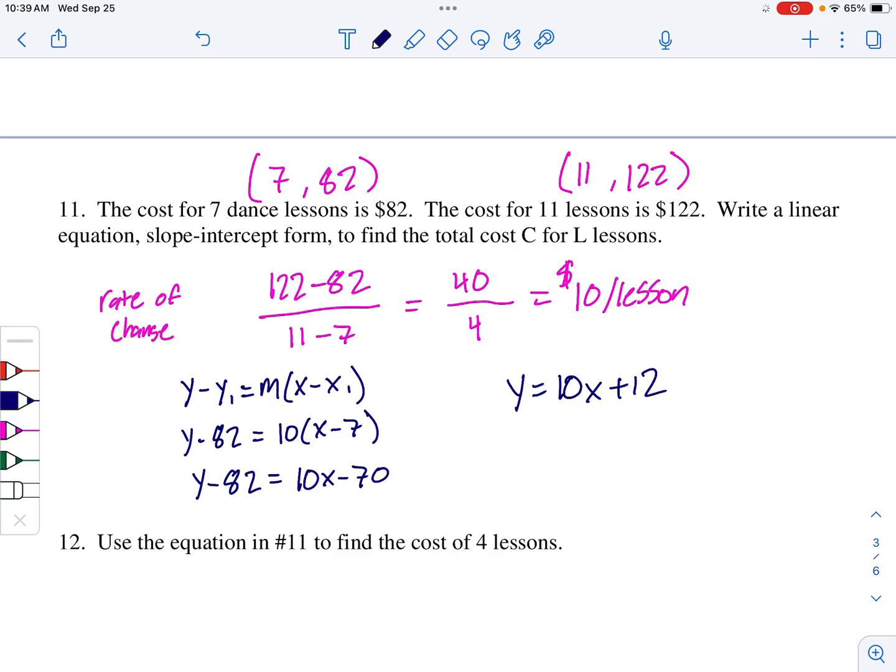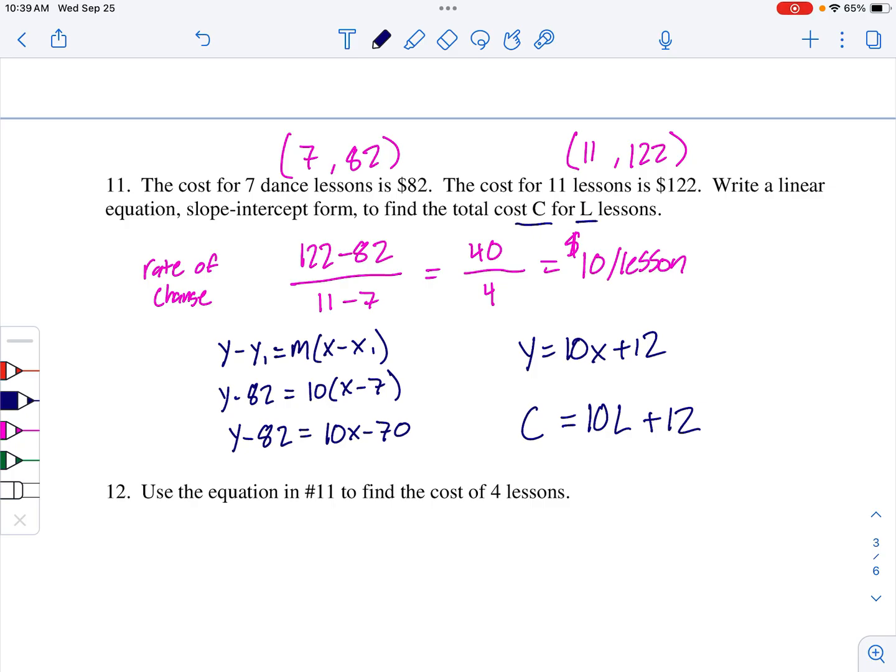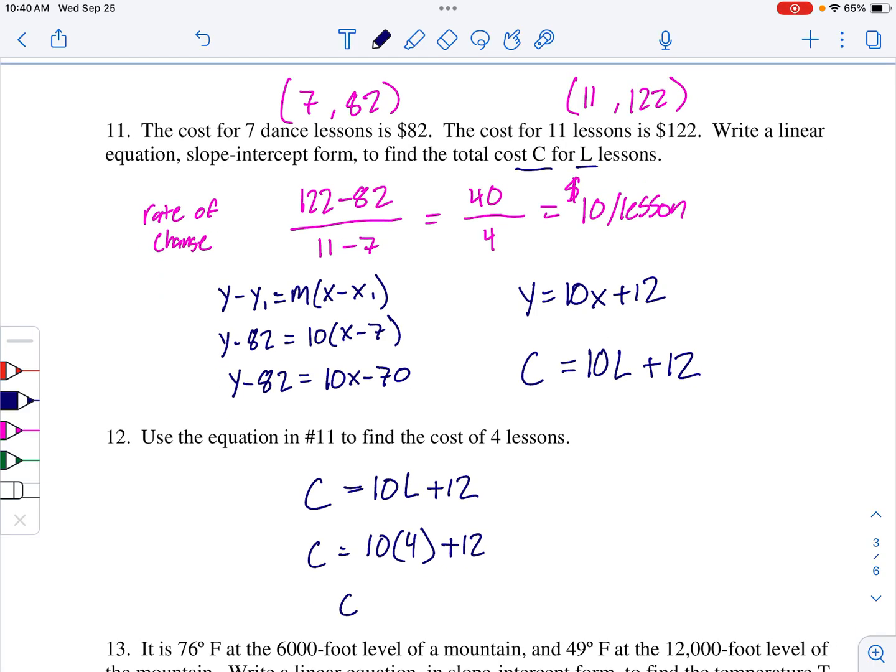Now, the one thing I did not do here was write the total cost C for L lessons. I'm going to convert y and x into the variables they asked me to use. So the cost is equal to $10 times the number of lessons plus 12. And what that allows us to do now is to do a follow-up and say, okay, let's use our equation to find the cost of 4 lessons. Well, now we can use our equation. C is equal to 10L plus 12. We'll just plug 4 in for L, and we get that the cost is equal to 40 plus 12, or $52.